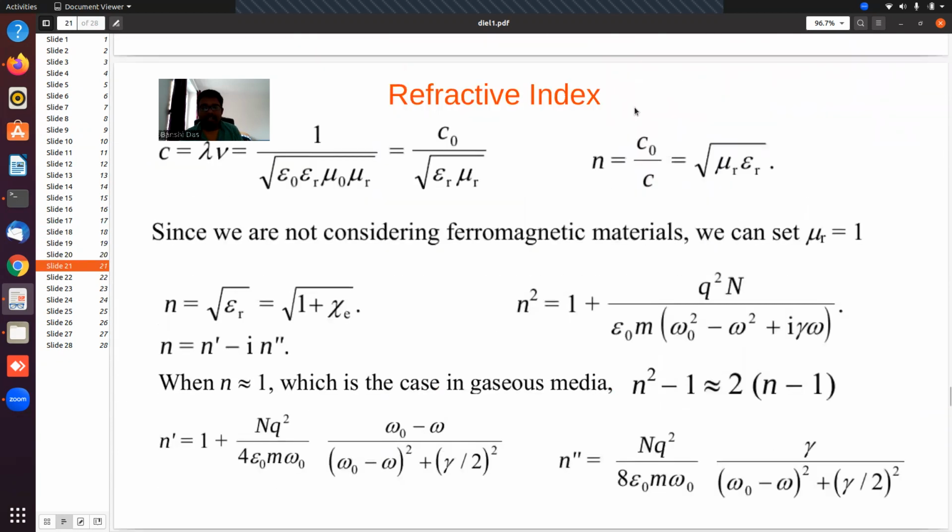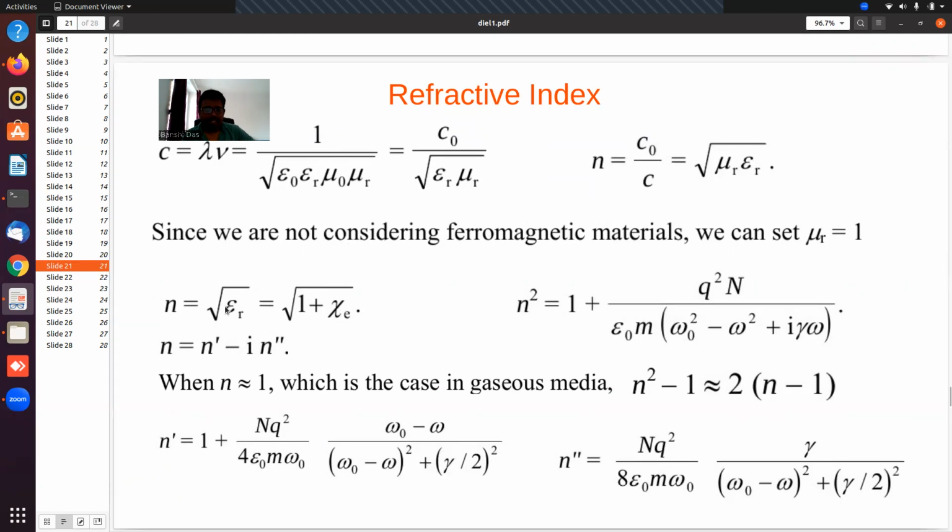Now, the last thing I want to talk about is the refractive index, because experimentalists often measure the refractive index, and it is connected to the dielectric constant. From Maxwell's equations, the refractive index equals the root of the dielectric permittivity times the magnetic permittivity. But we are not considering ferromagnetic material, so we can take only the dielectric permittivity.